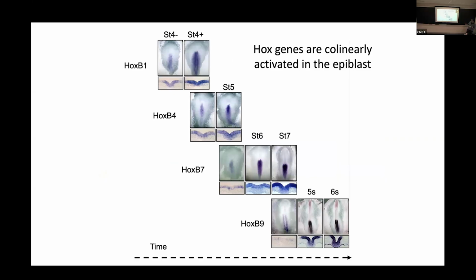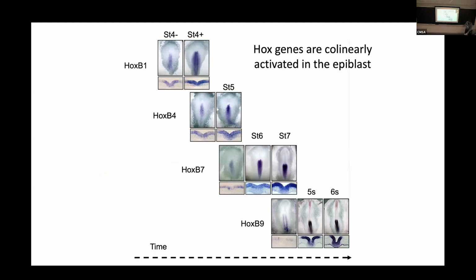What happens is that there is this temporal collinear activation, which I described, where B1 is activated first, B4 is expressed a bit later, but following the same sequence. So salt and pepper in the epiblast, and then consolidating, and then in the ingressing cells. B7 the same, and B9 and so on. You see this is this temporal collinearity. So the same sequence, but displaced in time.